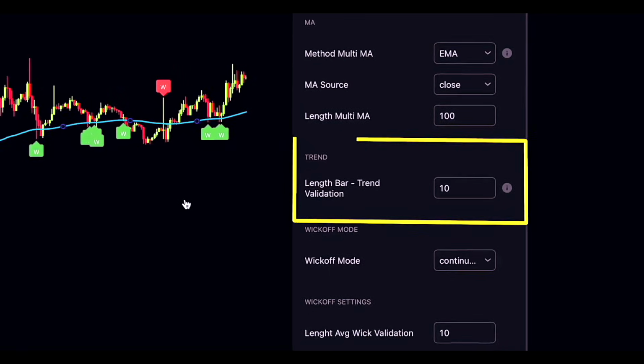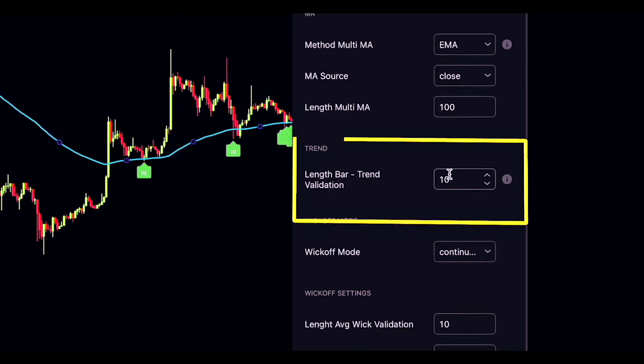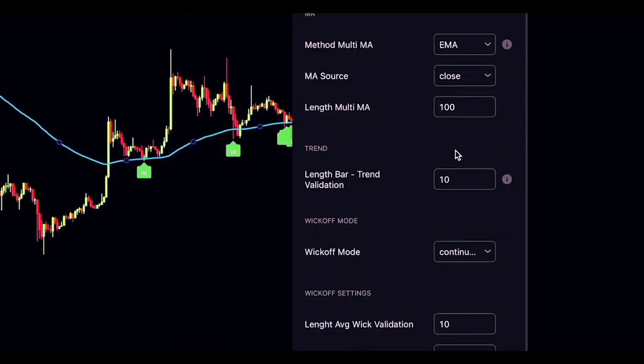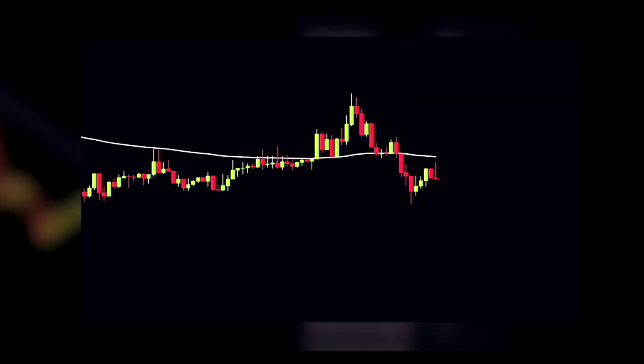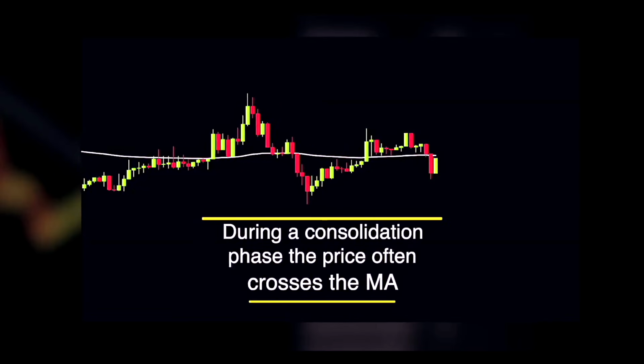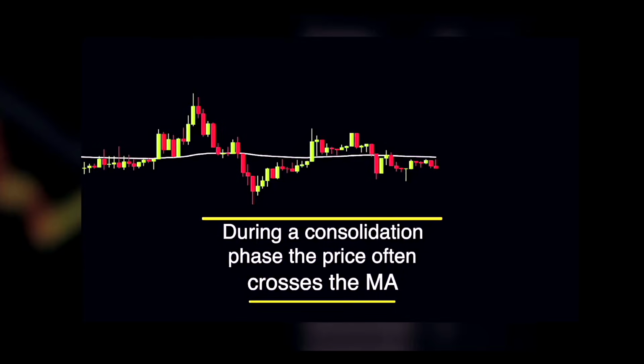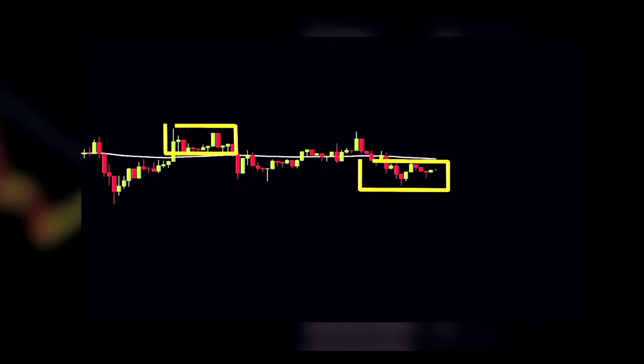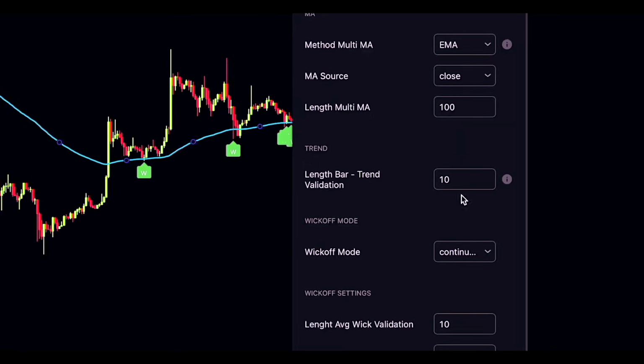The second block deals with trend validation. This setting determines how many candles need to close above or below the moving average in order to confirm a trend. For example, when the market is consolidating, it's risky to open trades, since price often whipsaws back and forth across the moving average. Waiting for a set number of candles to close on one side helps filter out those choppy conditions. If we set the number to 30, the chart will show fewer signals, but cleaner ones.